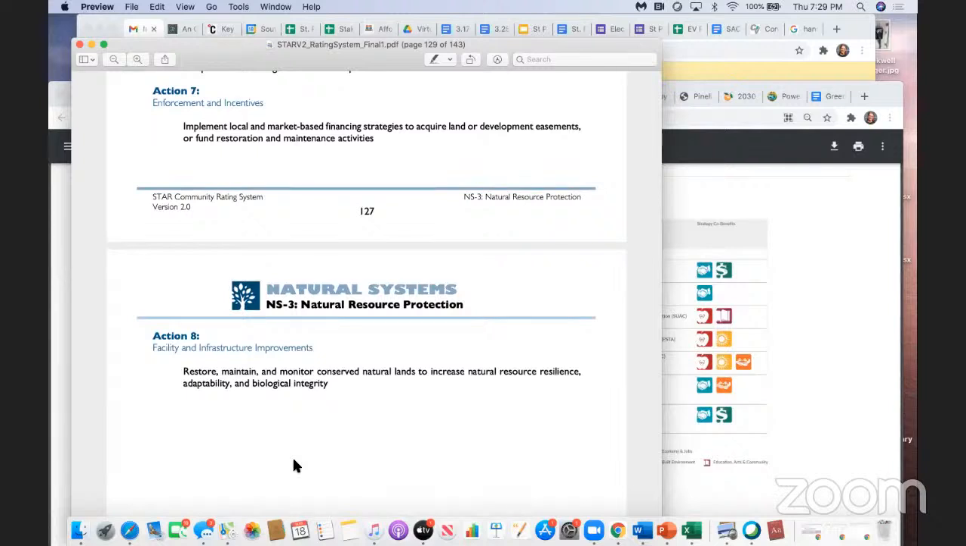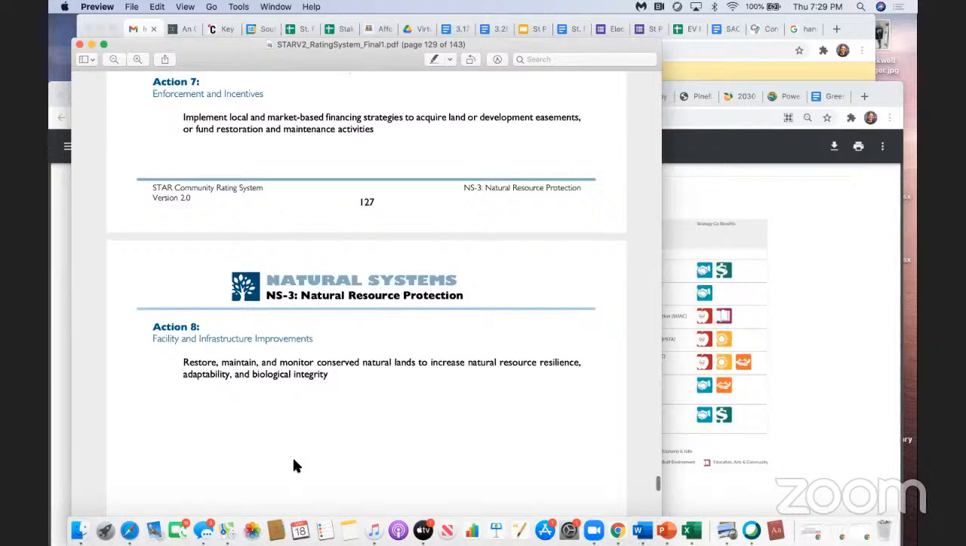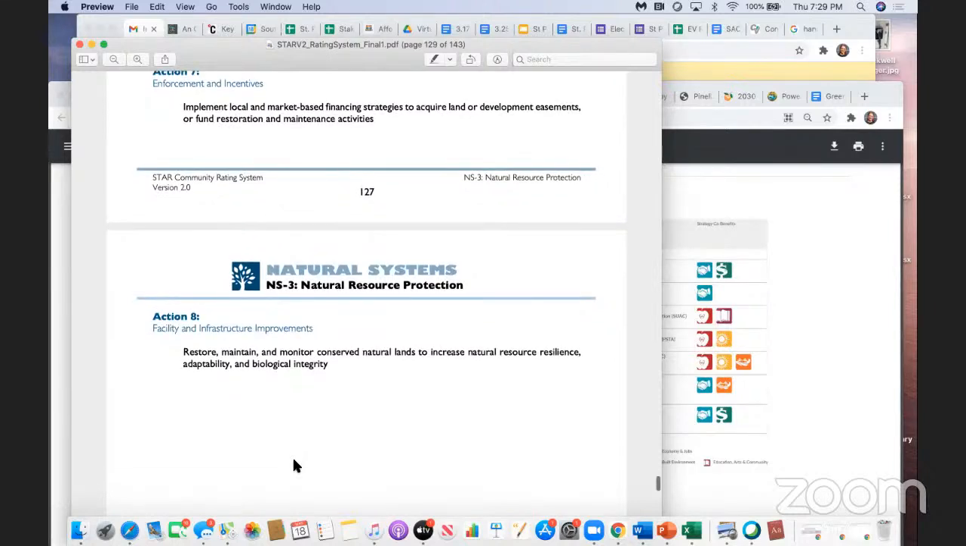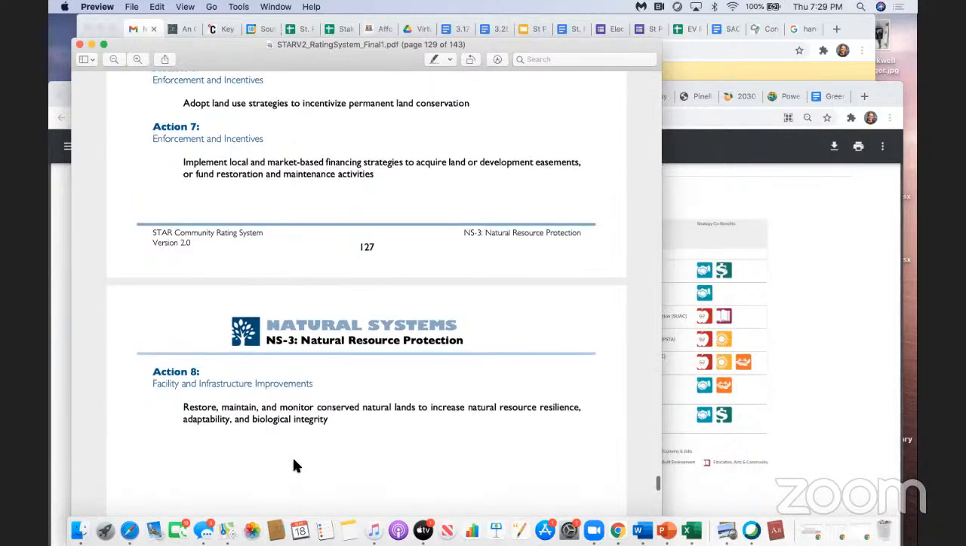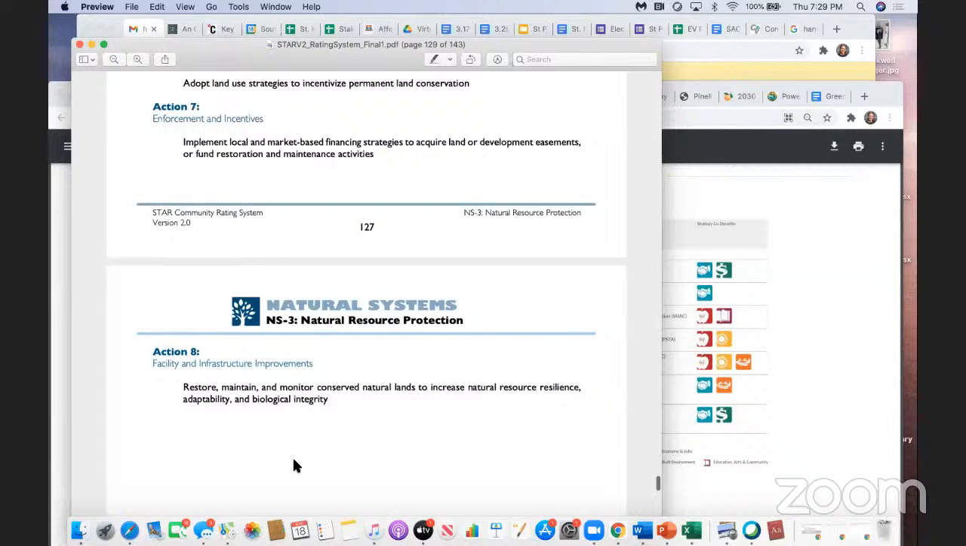I'm sorry, where are we right now? Natural Systems 3. Okay. Action items 7 and 8, each received 6 votes, on pages 127 and 128. Got it. If we stop there, there's 13 local actions already.